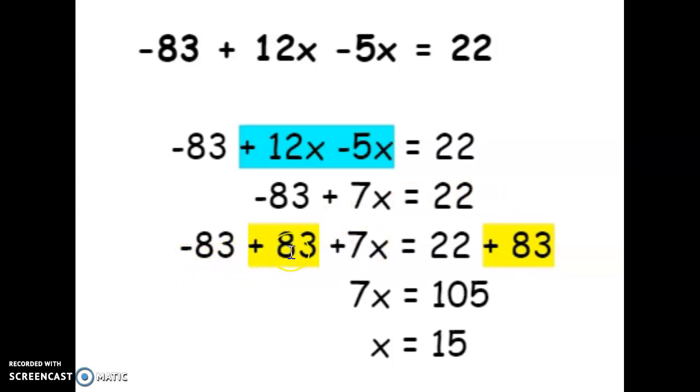Negative 83 plus 83 cancel each other out, leaving us with just 7x. As we added 22 and 83, we got 105, making sure that we lined everything up so our equal signs are all lined up and our variables all lined up. Our new equation became 7x equals 105, which we could easily solve by dividing to know that x equals 15.